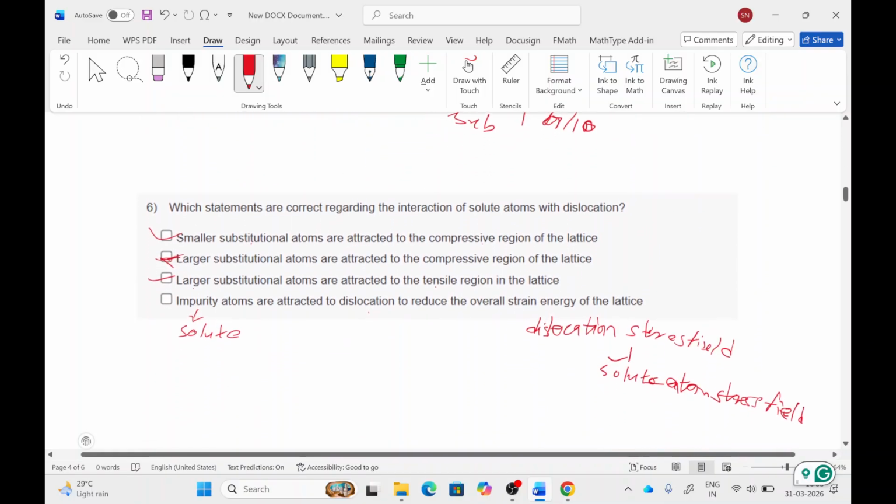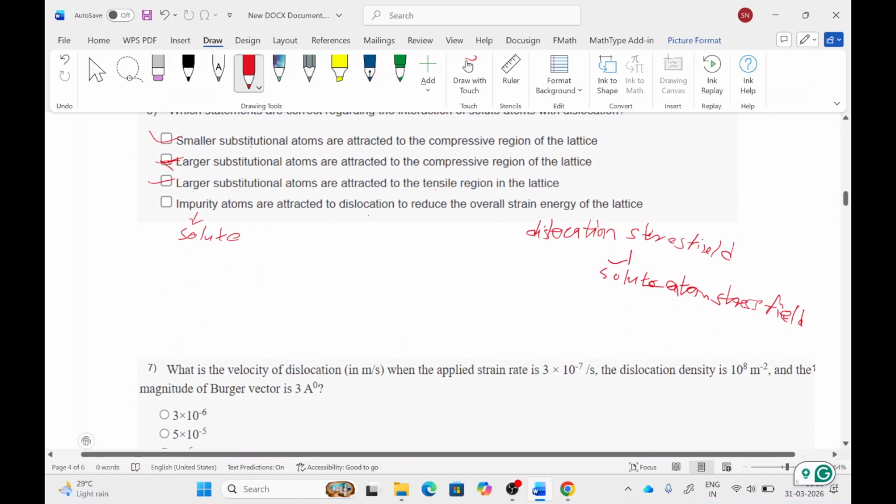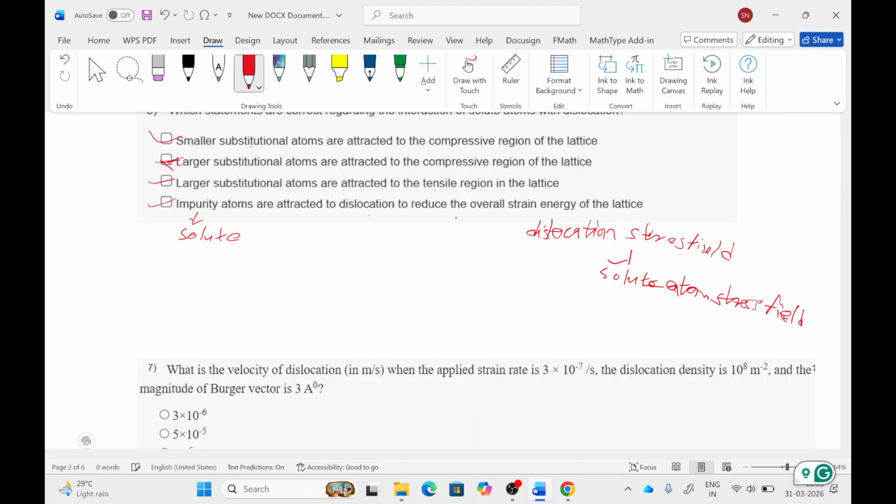So this option is also correct. Sorry, the fourth option is correct. Impurity atoms are attracted to dislocation to reduce the overall strain energy of the lattice. So 1, 3, and 4 is correct.